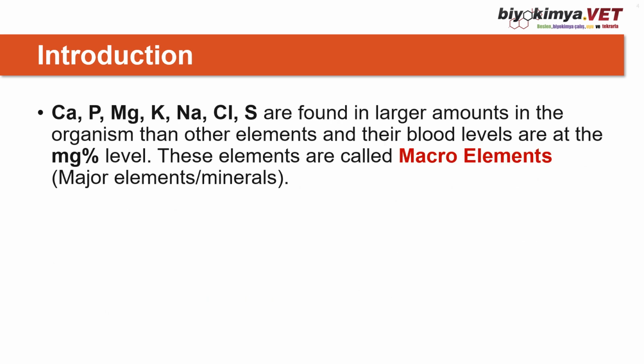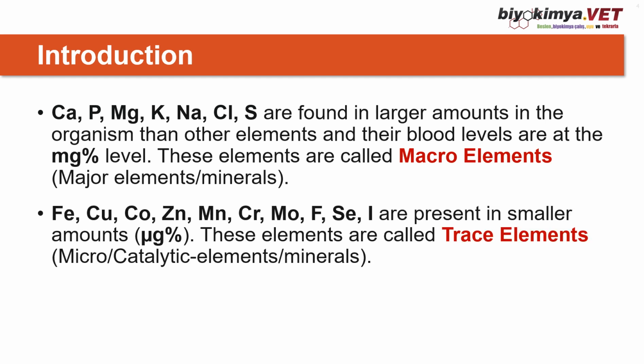Calcium, phosphorus, magnesium, potassium, sodium, chlorine, and sulfur. These are found in large quantities in the organism compared to other elements, and their blood levels are at the milligram percent level, which we generally express in milligram per deciliter or millimole per liter. These elements are called macroelements, or major elements or minerals, but in general macroelements.